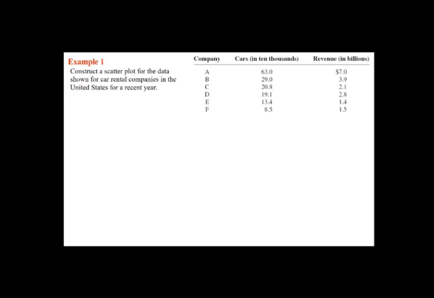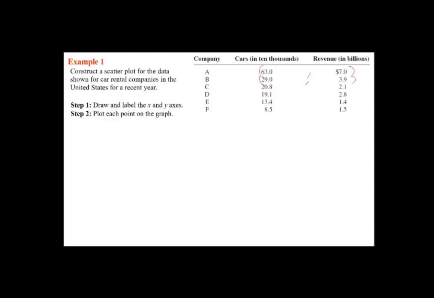You want to come up with a scatter plot. In short, it means that you have the x and y axis. So look at this. This is one pair. We want to draw and label the x and y axis and plot each point on the graph. So for example, the second pair would be 29, 3.9, and the rest of it.